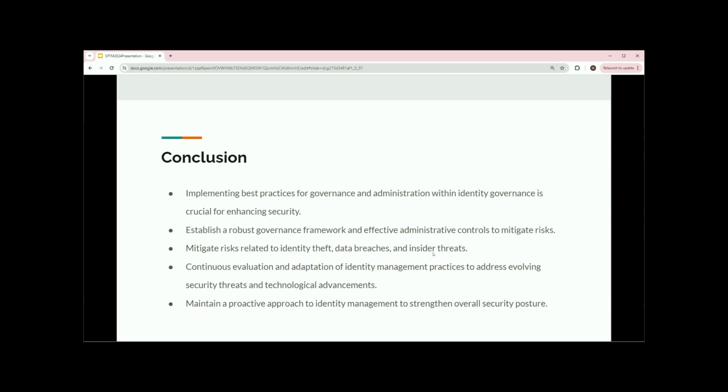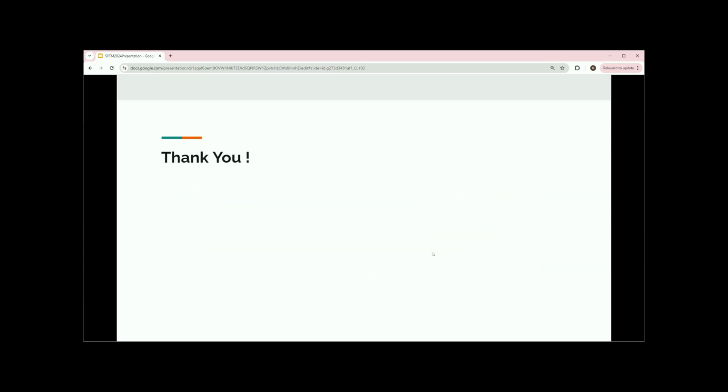We need to have continuous evaluation and adoption of identity management practices to address evolving security threats and technological advancement. We cannot continue doing what we have been practicing for the last 10 or 15 years, right? As everything is evolving, as I said, like devices becoming a common thing, IoT, we need to evolve as the security threats and technology advancements evolve over a period of time. A proactive approach to identity management strengthens the overall security posture. So these are some of our conclusions from the research review work we did within existing systems, and when we got feedback on our questionnaire. So that's the presentation. Thank you.